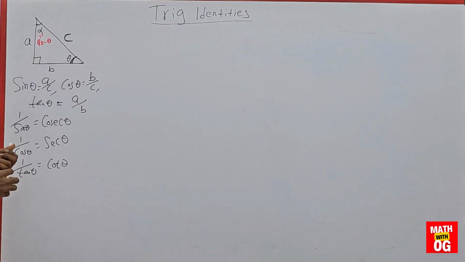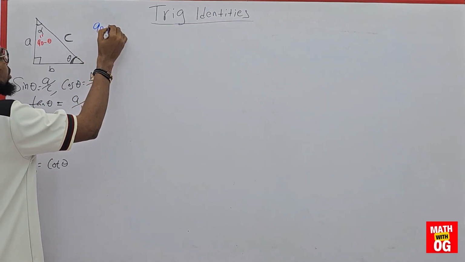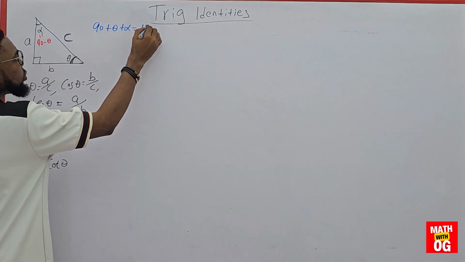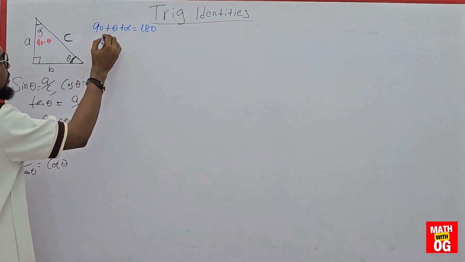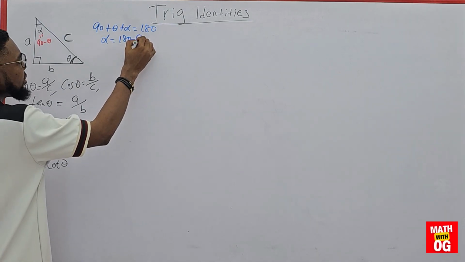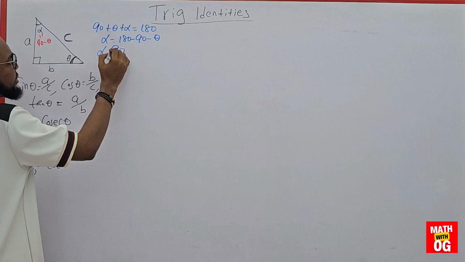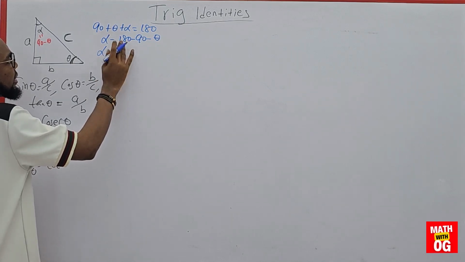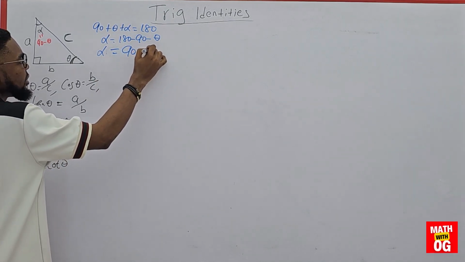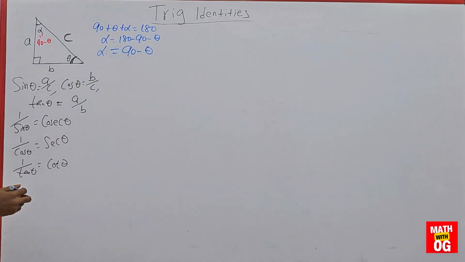So let's do the math here. 90 plus theta plus alpha is equal to 180 degrees. So therefore, alpha will be equal to 180 minus 90 minus theta. 180 minus 90 is 90 degrees. So alpha is equal to 90 minus theta. So alpha can also be written as 90 minus theta. So let's work with 90 minus theta. You will see something very beautiful when you work with 90 minus theta.